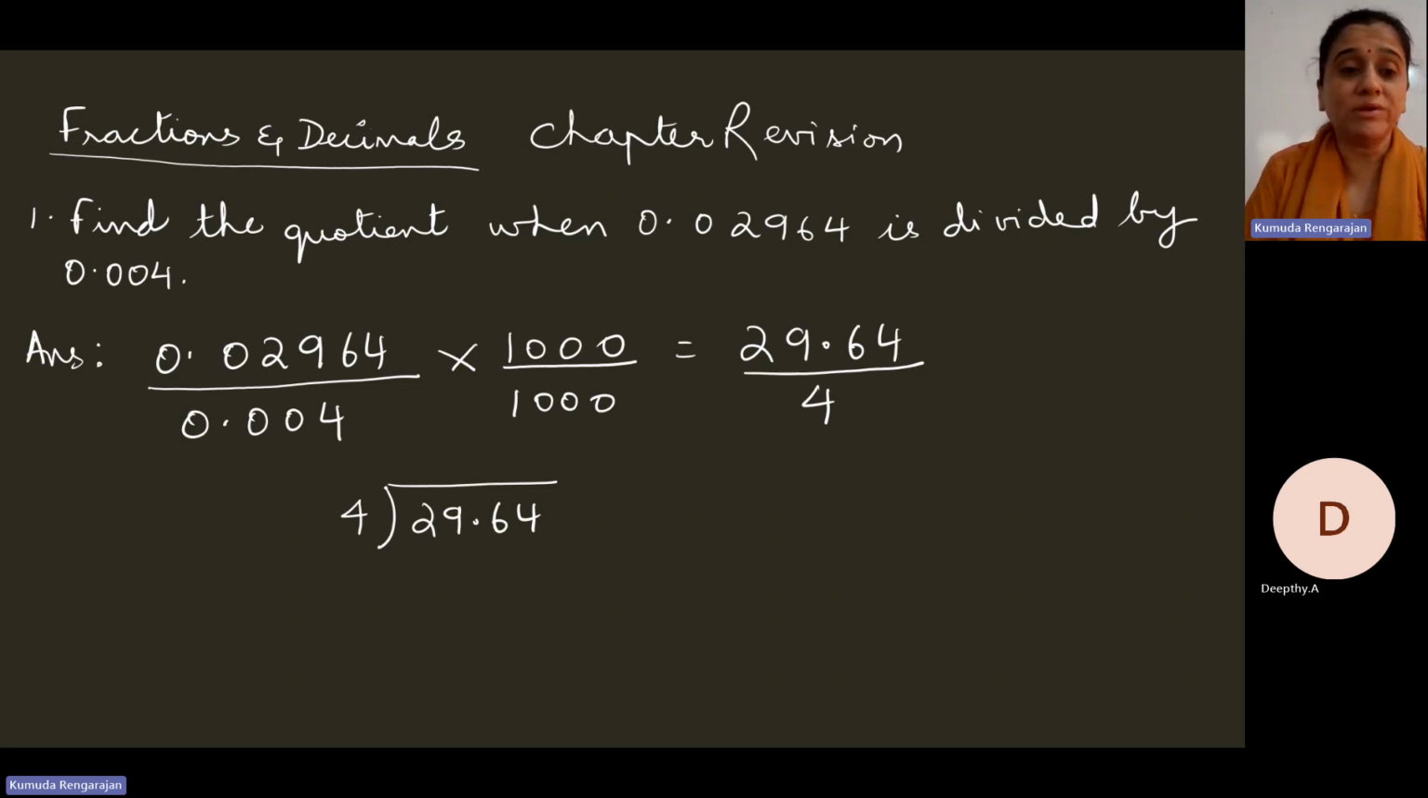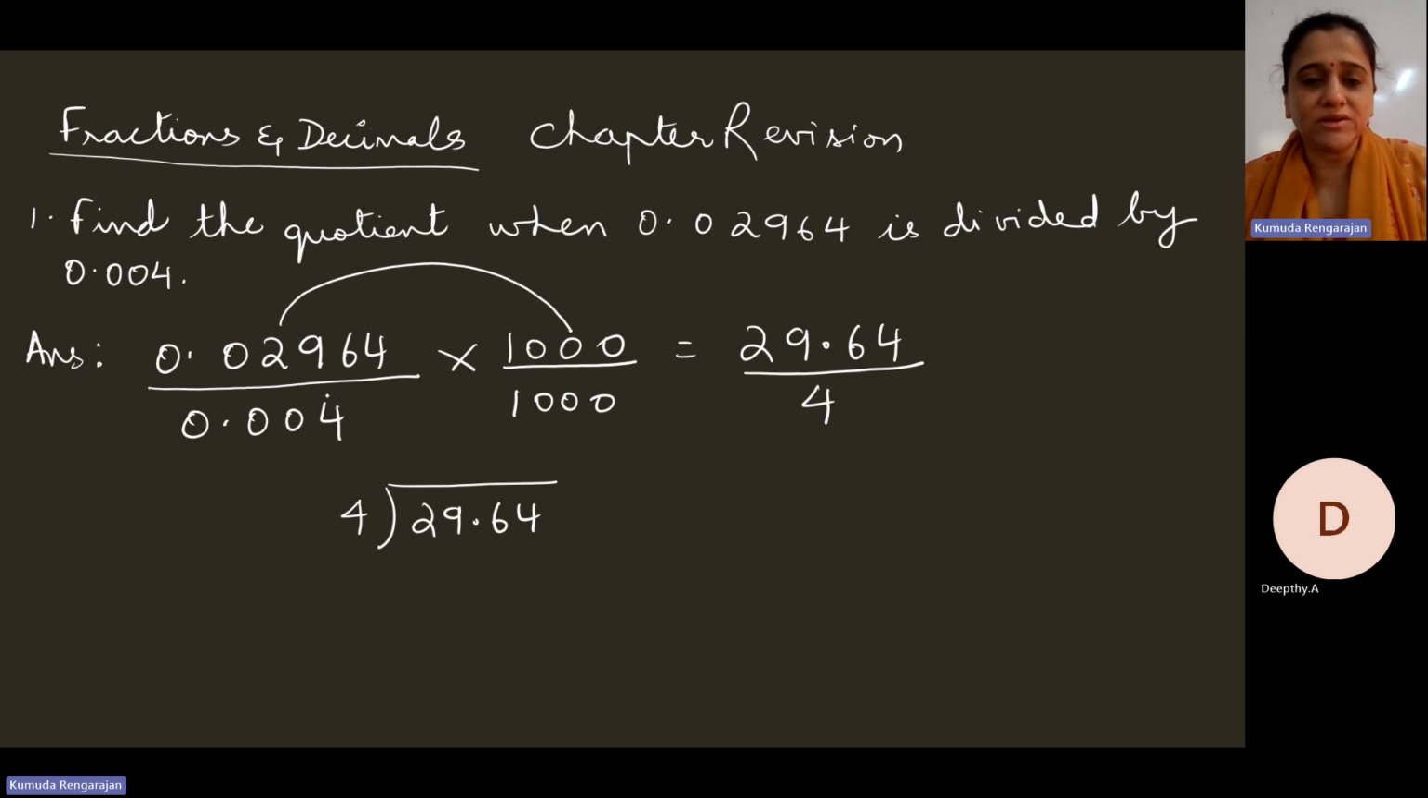In the numerator, how many decimal places? 5 decimal places. Don't take that into account. Don't look for the number of decimal places in the numerator. See the number of decimal places only in the denominator. How many? 3. So you'll have to multiply the numerator and denominator by 1 followed by 3 zeros, because the denominator has 3 decimal places. That is 1000.